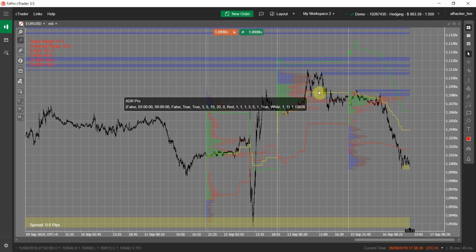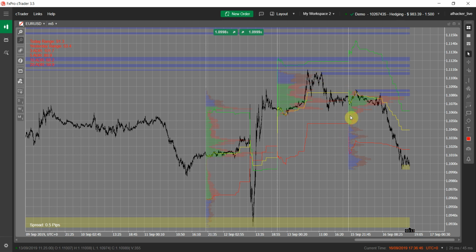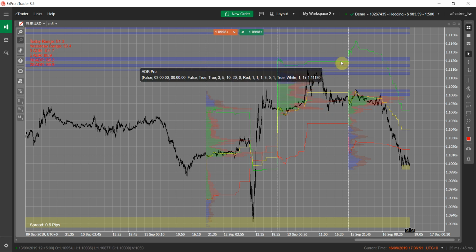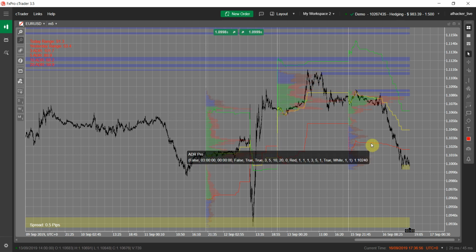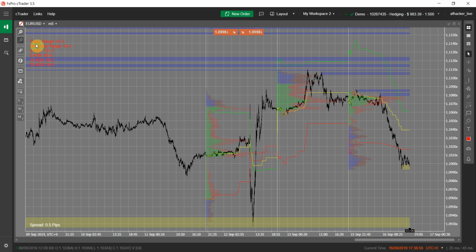The median line, or this yellow line, is the median value between these two lines, and it's calculated based on the ADR indicator. The current setting is the 5-day average range that I use, and you can see here it shows the 2-day range, yesterday's range, 3-day ADR, 5-day ADR, 10-day ADR, and 20-day ADR, all in pips. So the indicator lines use the 5-day ADR.